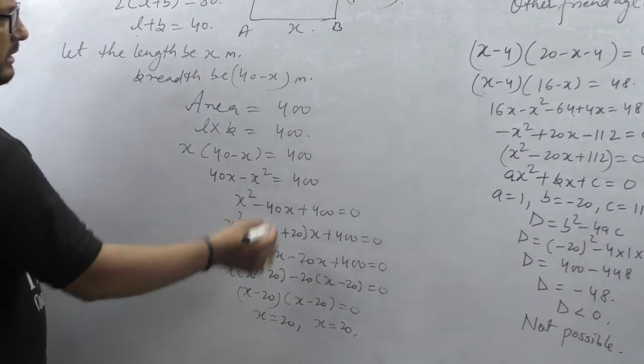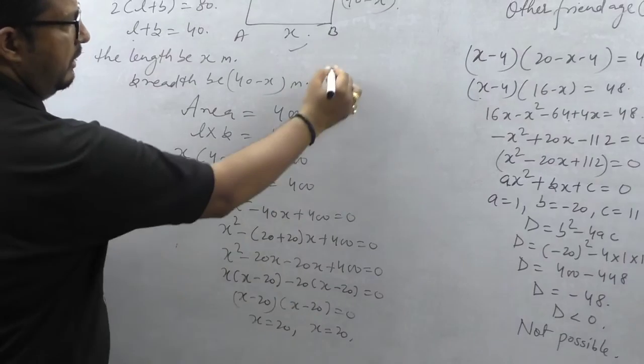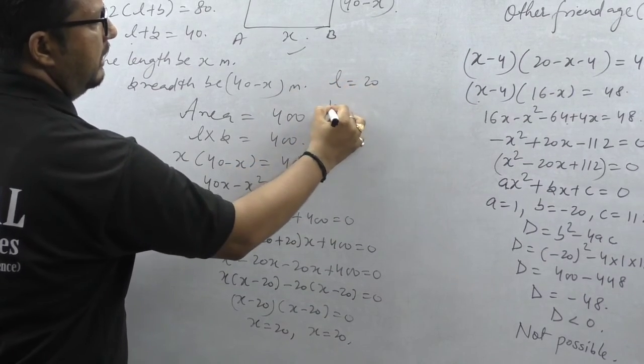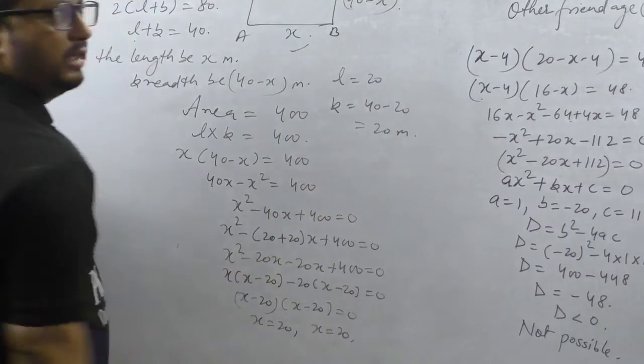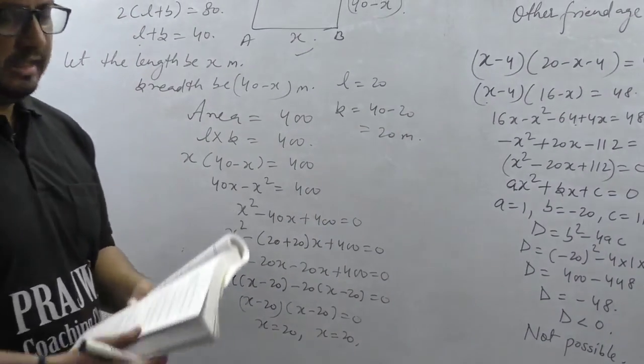Now we understand what the length will be. If you put the value of x, the length will be 20, and the breadth will be 40 minus 20, so it will be 20 meter. So it is possible. So here your chapter is over.